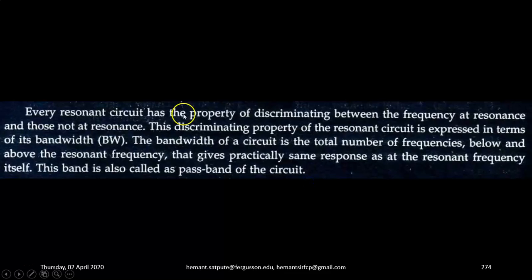Now let's discuss bandwidth of a resonance circuit. Every resonance circuit has a property of discriminating between the frequency at resonance and those not at resonance. This discriminating property of the resonance circuit is expressed in terms of its bandwidth. The bandwidth of a circuit is the total number of frequencies below and above the resonant frequency that gives practically the same response as at the resonant frequency itself. This band is also called the pass band of the circuit.